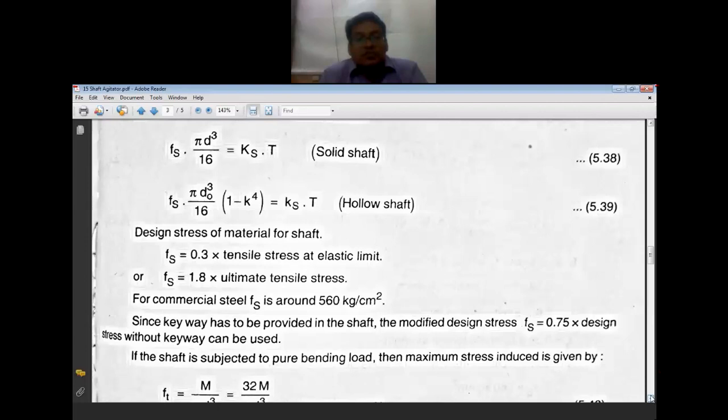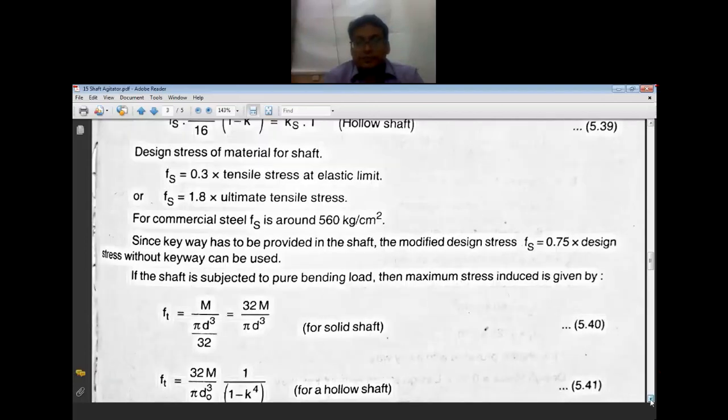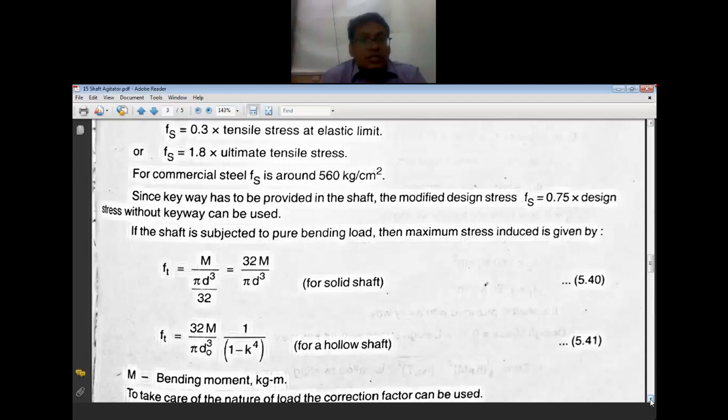Ultimate tensile stress for carbon steel is taken as 8000, which we have talked about, and for elastic limit we have considered 5600 kgs per centimeter square. So for commercial steel, the value of Fs comes around 560 kgs per centimeter square. Since the keyway has to be provided in the shaft, that we will talk about in the next class.